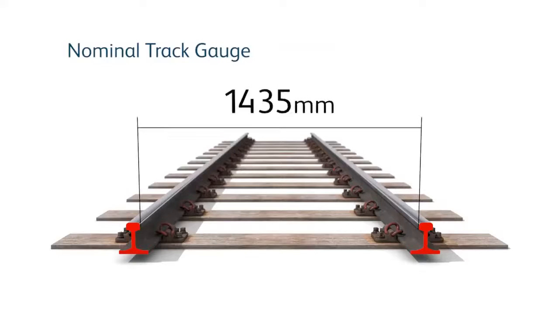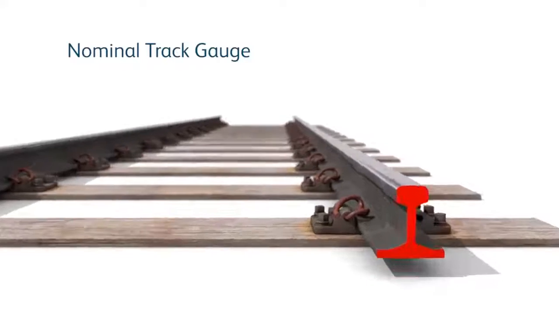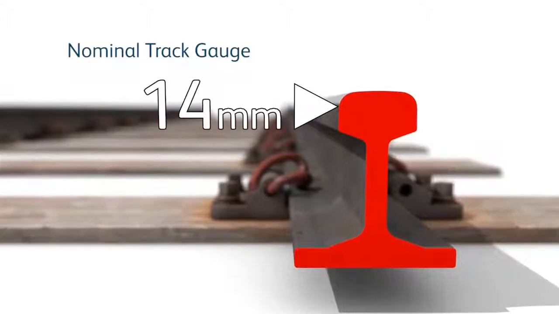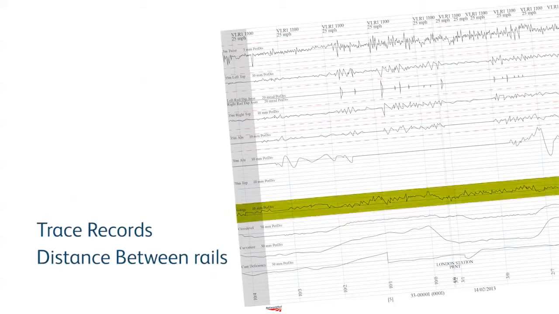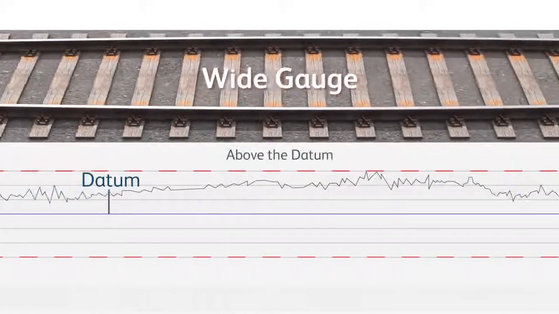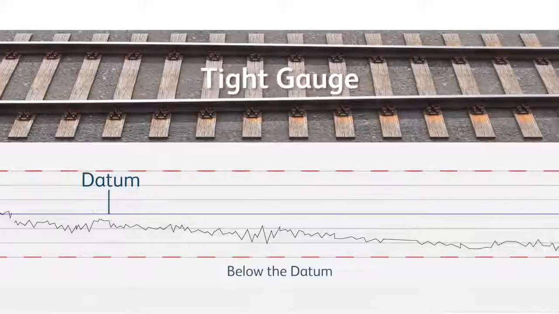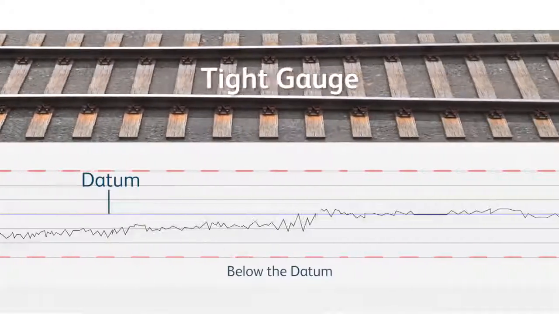Nominal track gauge is set at 1435 mm and is measured 14 mm down from the railhead. Where the rails separate or converge from this datum, gauge will be reported as wide or tight. The trace records the distance between two rails. Above the datum line on the plus side is wide gauge, and below the line on the minus side is tight gauge.